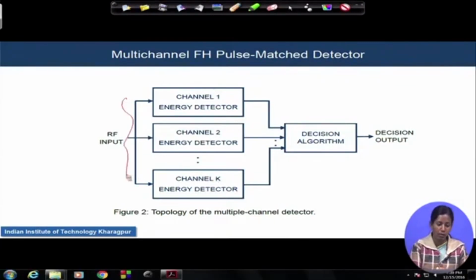This is the total WSS bandwidth, and we have divided it into 1 to k channels, and hence the bandwidth of each sub-channel is WSS by k. They have separate energy detectors in each and every channel, and a combined decision algorithm is performed here at the end, giving a final decision on the presence of the signal. At the output you are getting that.